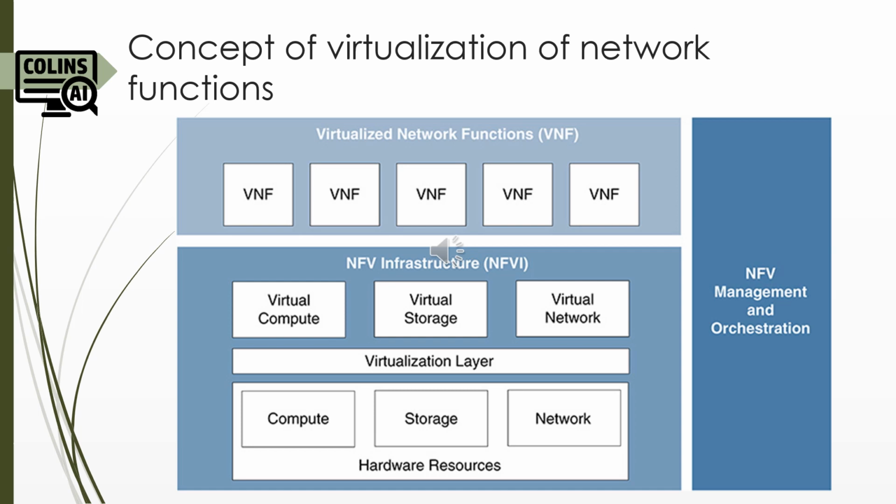Network function virtualization consists of three main components: VNF, virtualized network function, or network function implemented in software that can be deployed within an NFVI, network function virtualization infrastructure. NFVI is the common hardware and software component where virtualized network functions are deployed. And the last one is the management and orchestration environment.